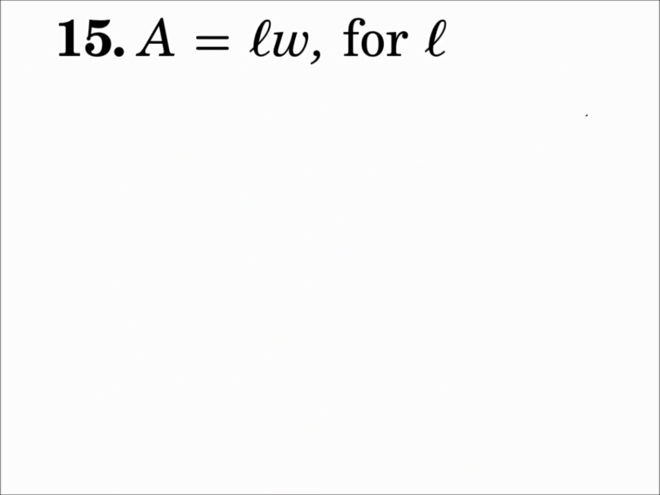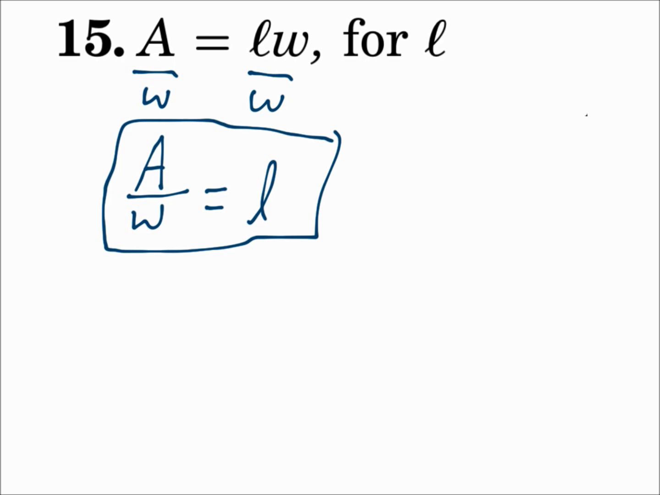Number 15. A equals L times W. Solve for L. Well, that's L times W. To get rid of the W, do the opposite and divide both sides by the W. W's cancel on the right, and you have A over W equals L. Remember for these, expect your answer to be complicated and to not be just one final number where L equals 3. It's not going to be like that at all.